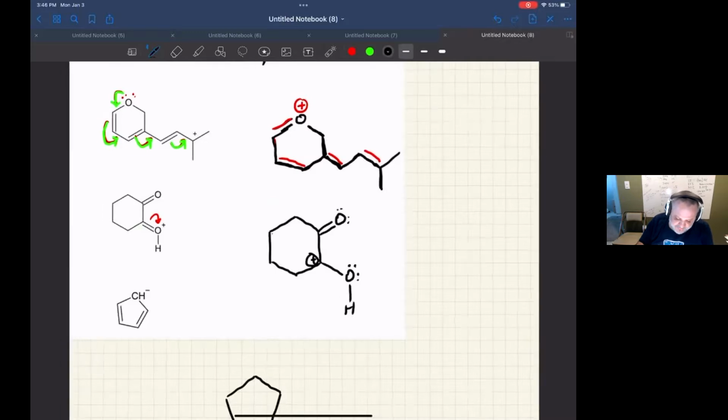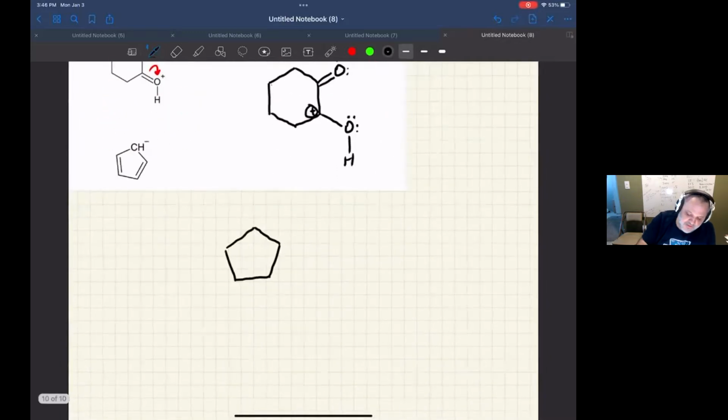Okay, what about this last structure? Let's take a look here. That carbon has a hydrogen and a negative charge, so that must be a lone pair of electrons there. And so let's think about which way it can go. Can I move the electrons here? Well, the answer is yes, only if I do something about these electrons. Well, what could I do? Can I continue to move the electrons around the circle? Well, if I did that, what would happen?